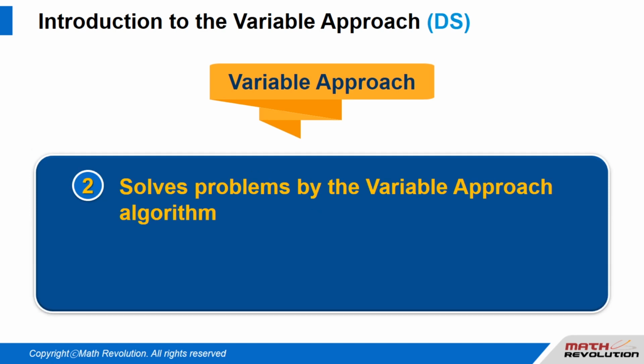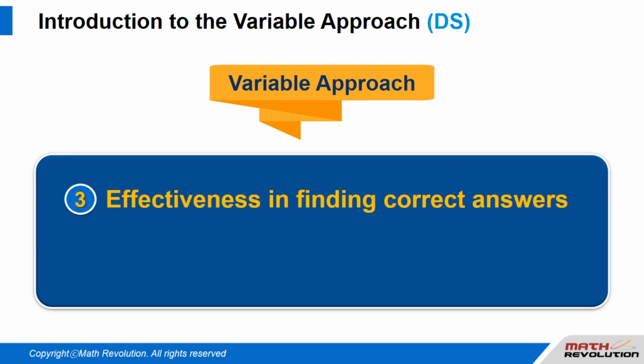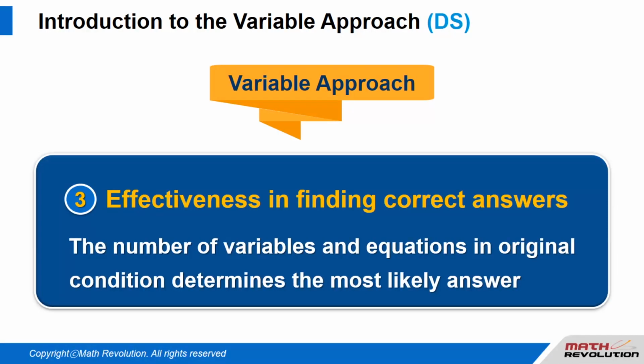2. Solves problems by the variable approach algorithm. Since DS questions are logic-based, they require a problem-solving method or algorithm. This algorithm is more systematized and effective compared to the conventional approach used by the official guide and other GMAT prep books. 3. Effectiveness in finding correct answers. The number of variables and equations given in the original condition in DS questions determines the most likely answer. This effectively increases the likelihood of finding the correct answer.